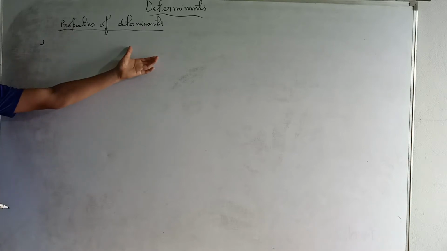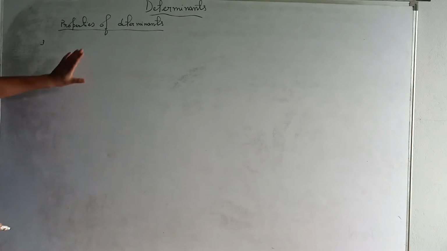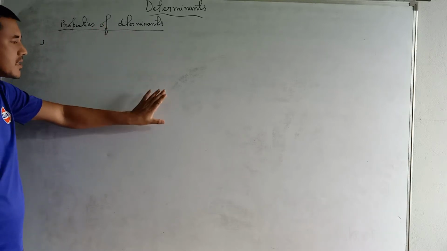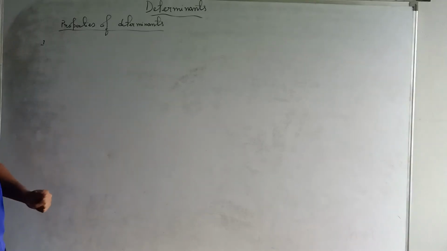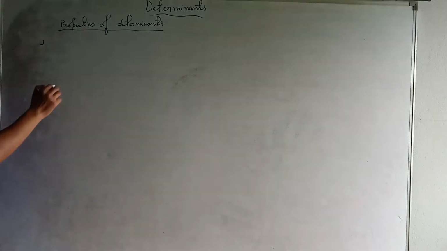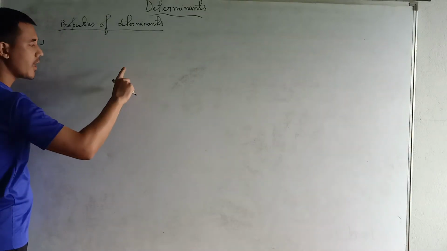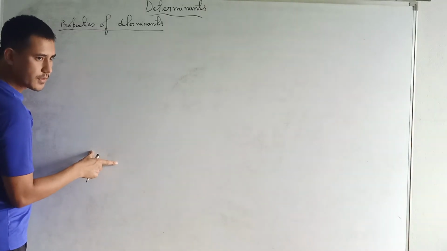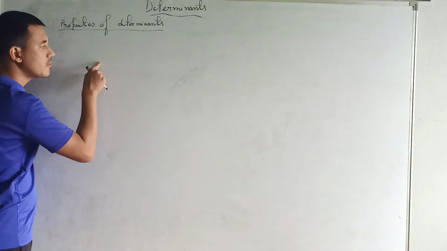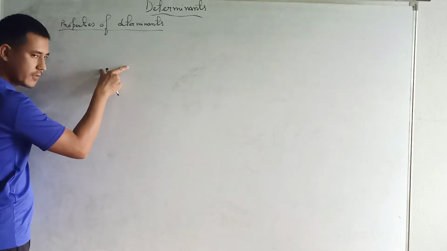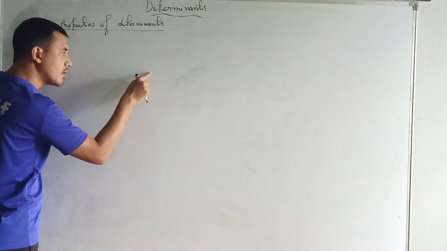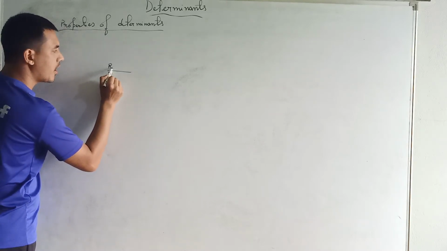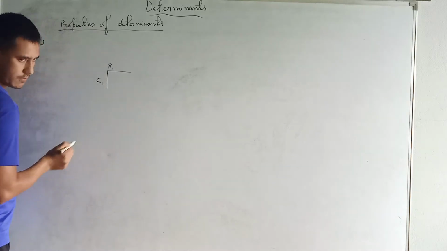suppose there is a given determinant, the value of the given determinant remains unchanged, even if a row and a column of that determinant is interchanged. In a given determinant, you exchange the row and column. Suppose you exchanged R1 and C1.